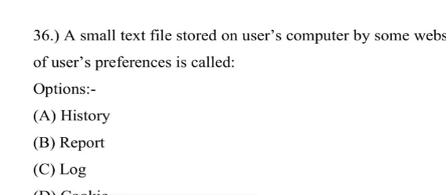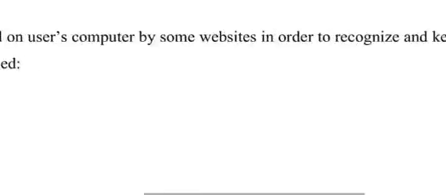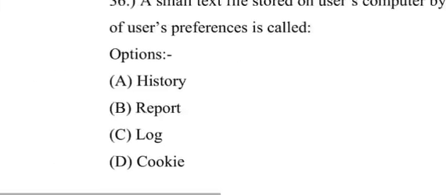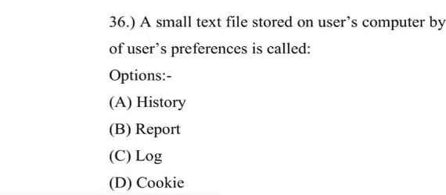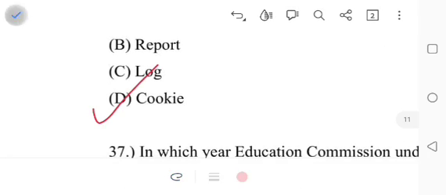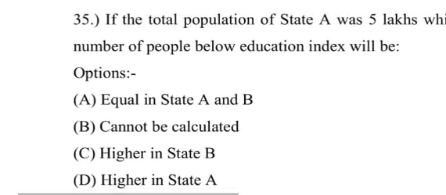Next, a small text file stored on user's computer by some website in order to recognize and keep track of users' preferences is called what? History, report, log, cookie. 36, you must have heard this, very simple, that is cookie. Even you will get it nowadays in Android mobiles if you go to Chrome website or any other browser.